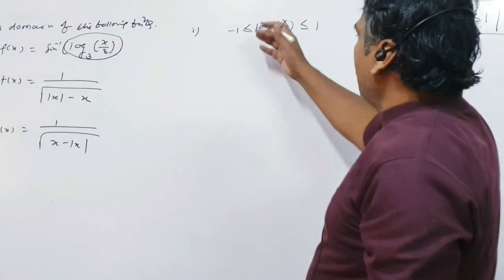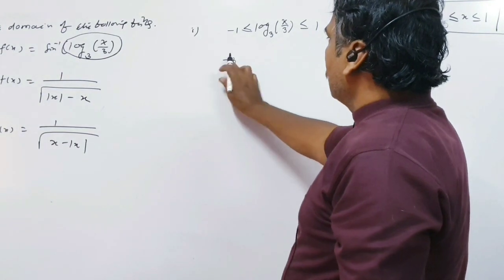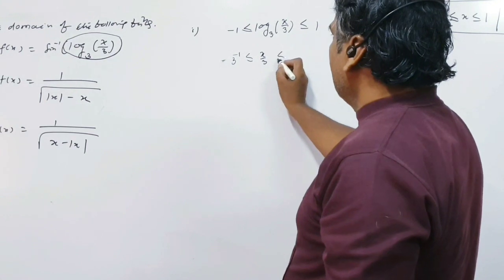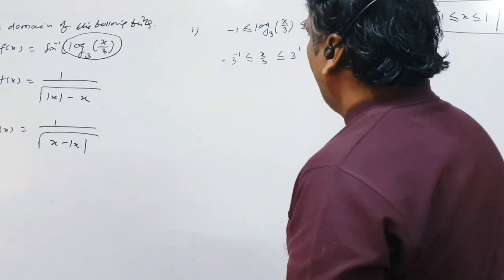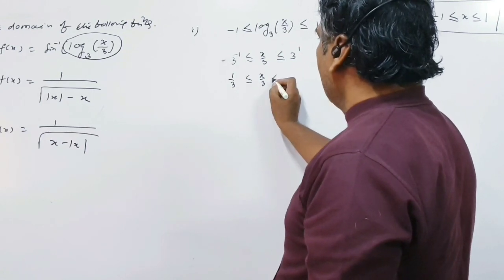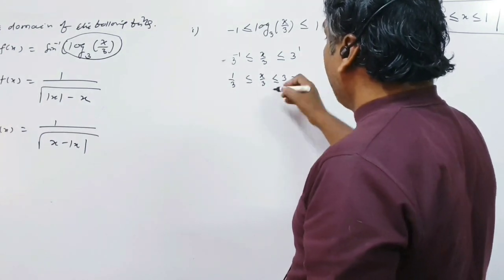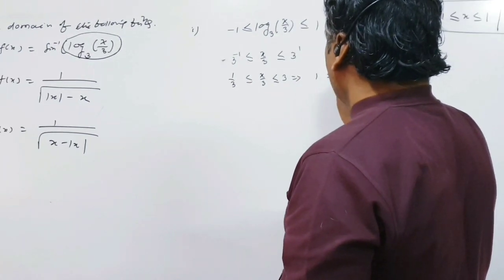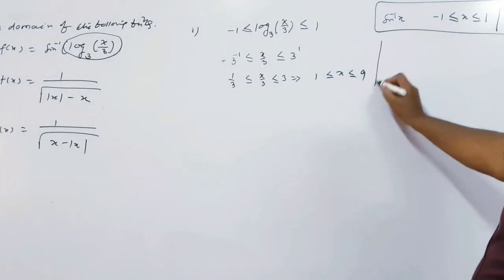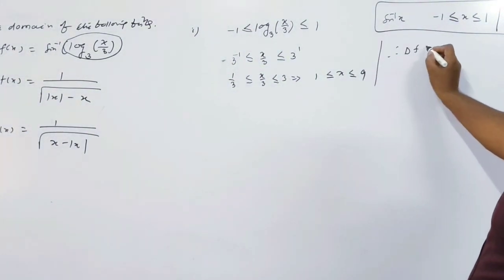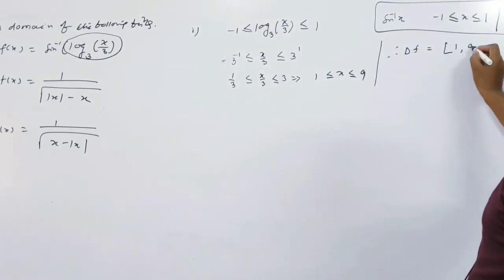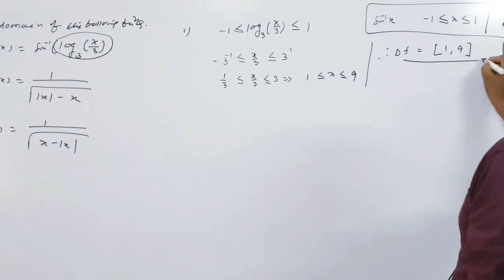Okay, now change the base. 3 to the power -1 is less than or equal to x by 3 is less than or equal to 3 to the power 1, or 1 by 3 is less than or equal to x by 3 is less than or equal to 3. If you multiply by 3 on both sides, 1 is less than or equal to x is less than or equal to 9. Therefore the domain of the function is 1 to 9. This is the answer.